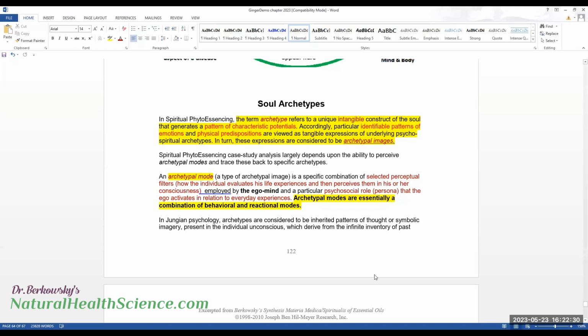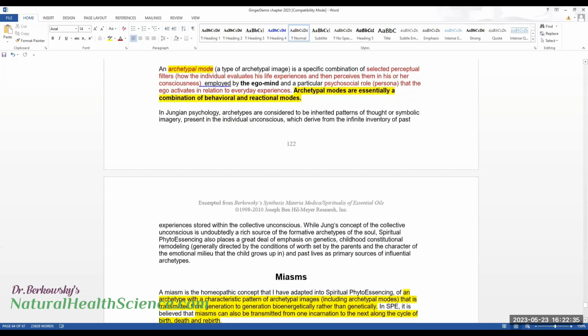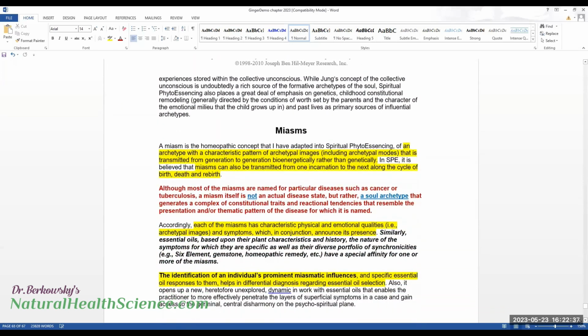So basically, when you're looking at miasms, you're looking once again at a type of archetypal mode, or it's an archetype that gives rise to specific types of images. So what are miasms? And we've gone over this before, but I'll go over it one more time. Miasms is a concept that was developed in the early 19th century by the doctor who developed homeopathy. He was the founder of homeopathic medicine.